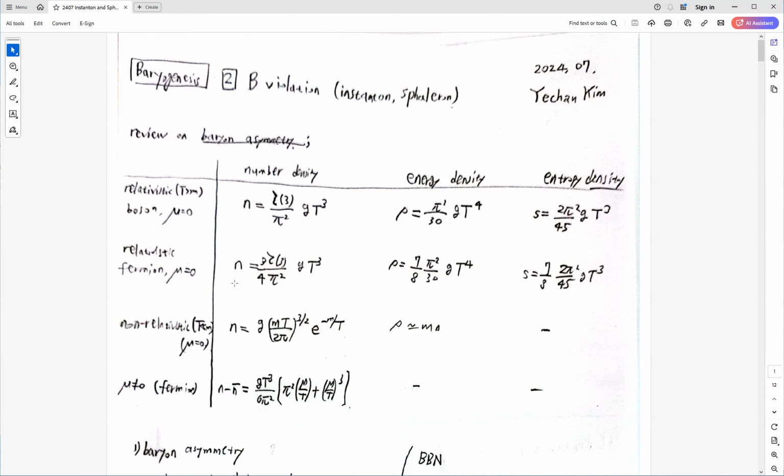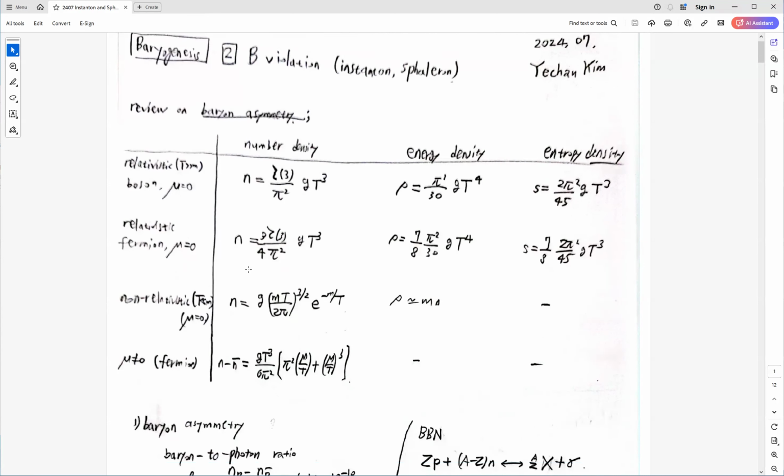So there are some reviews on the number density, energy density, and entropy density table for each case: the relativistic boson and fermion case, and the non-relativistic and non-zero chemical potential case. So there are some number densities given. For the fermion case, there are additional factors. For the non-zero chemical potentials, this gives the asymmetry between the particle and the antiparticle.